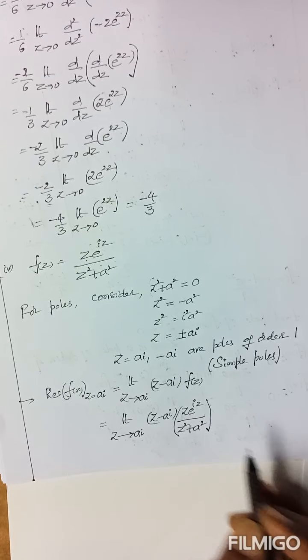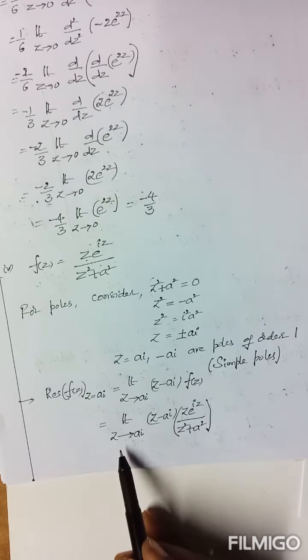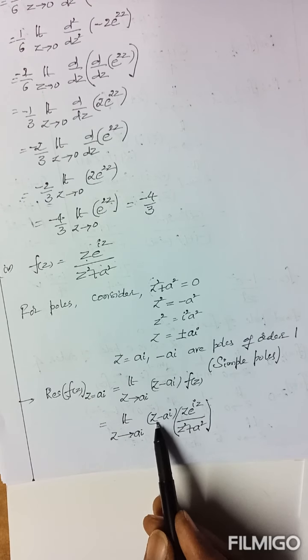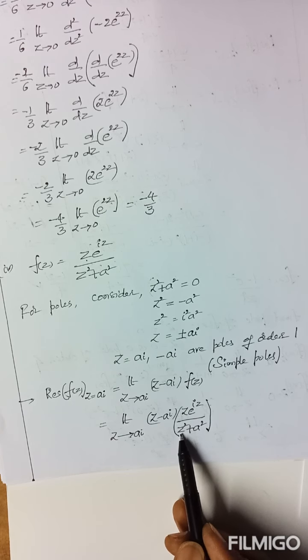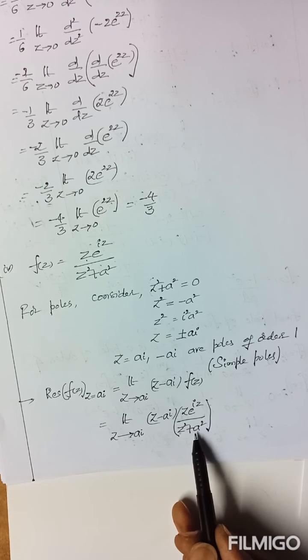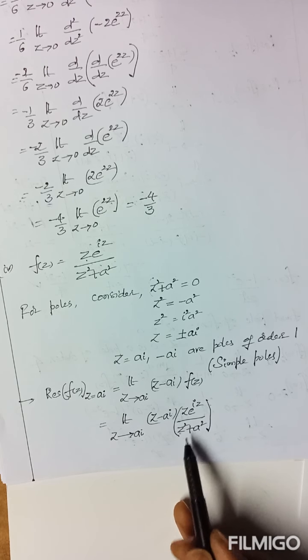Now this is a purely limit problem. Put z equals ai. Ai minus ai is 0, so the numerator is 0. Here also, if you write (ai) whole square, it becomes a squared i squared, that is minus a square, and minus a square plus a square is 0. The denominator is also 0. So the 0 by 0 form is undefined.